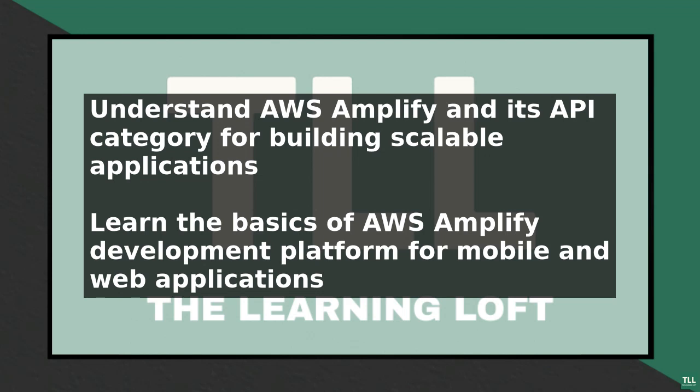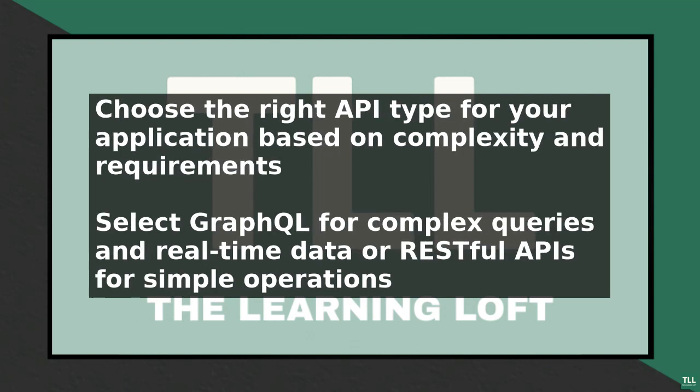The first step in optimizing the AWS Amplify API category is to choose the right API type for your application. If you need to handle complex queries and real-time data, GraphQL is the best choice. On the other hand, if you need to handle simple CRUD operations, RESTful APIs are suitable.